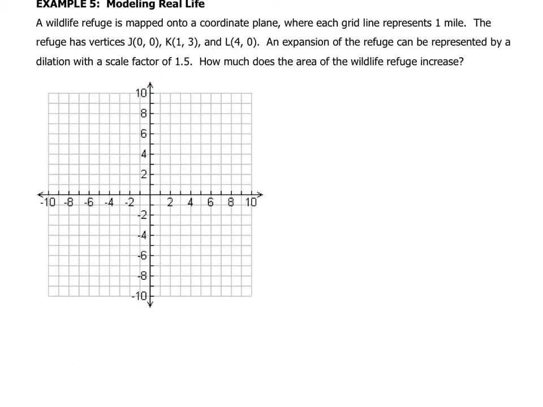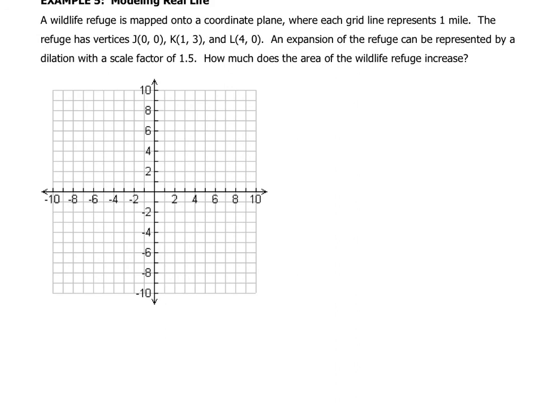And then we have this real life problem we want to look at. We have a wildlife refuge mapped onto a coordinate plane where each unit represents a 1 mile distance. The refuge has these vertices. An expansion of the refuge can be represented by a dilation with a scale factor of 1.5. So there's the first time we're now seeing what we're going to be doing. We're going to be increasing it, since it's greater than 1, the refuge, to see how much the area increases. So a couple of things.